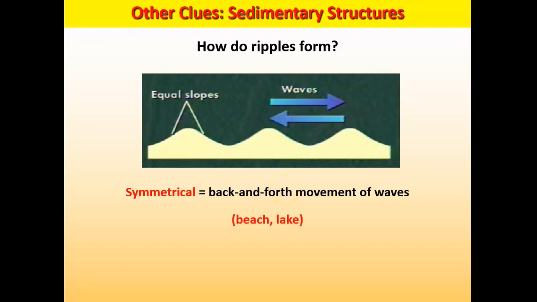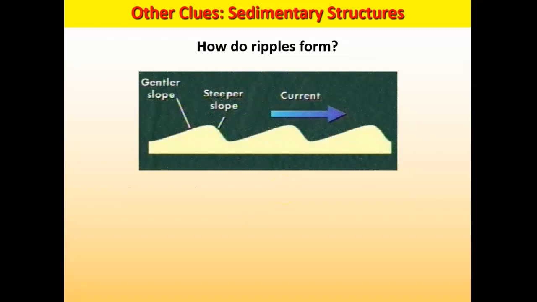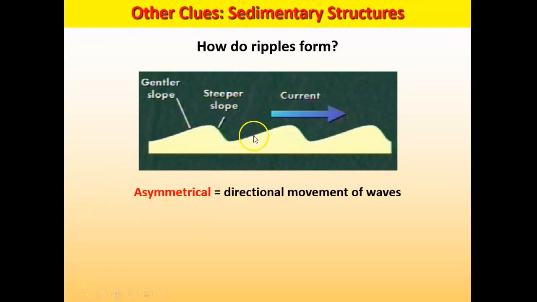Okay. And so if I look at other ripples, what I see is they're not symmetrical. They're asymmetrical. So they have a very long, gentle slope and then a very steep slope. And that tells me one direction of movement. So this might be more appropriate for a river that's flowing, right, in one direction, or a desert where the wind is blowing in just one direction. So I can use these to narrow down some of my environments, because like we said, sand can be in lots of environments. These could help me narrow down what environment I've deposited those rocks in.